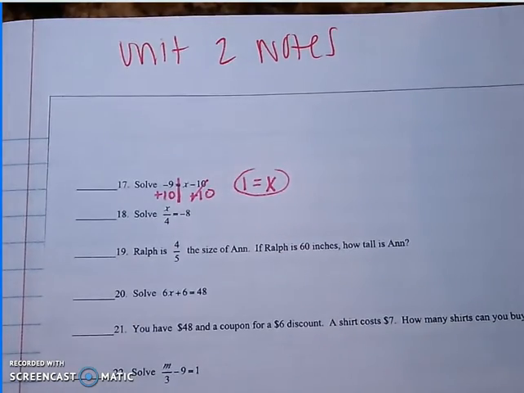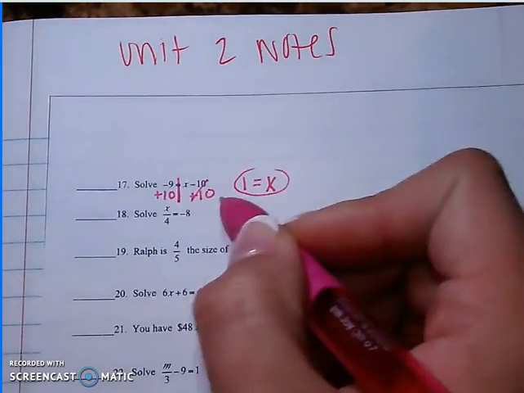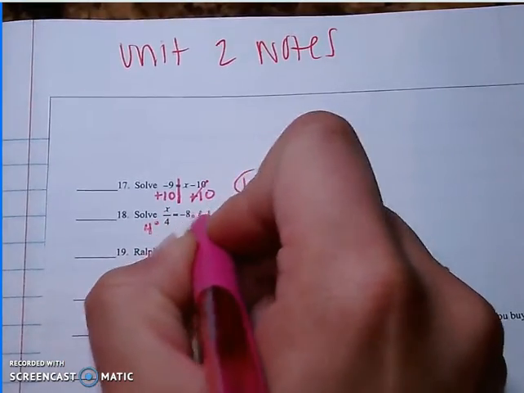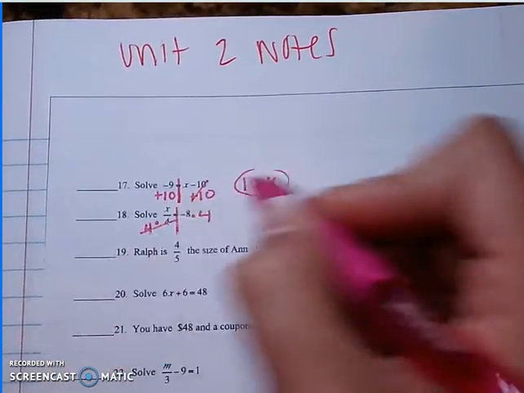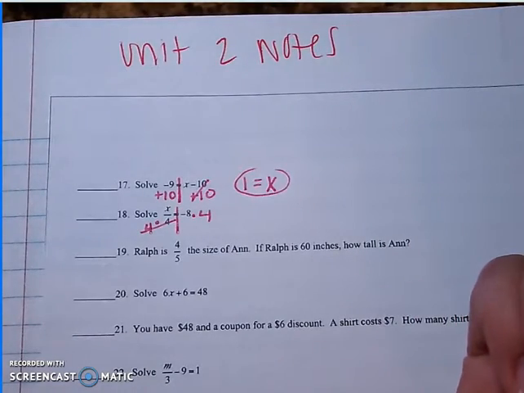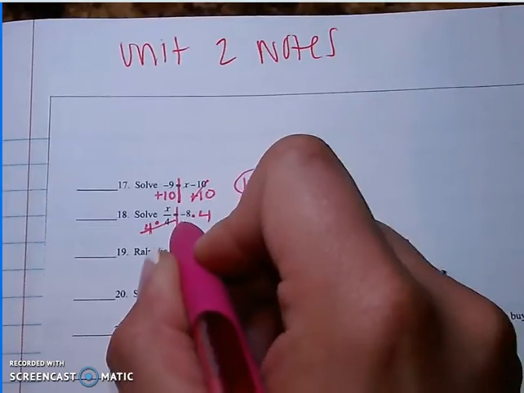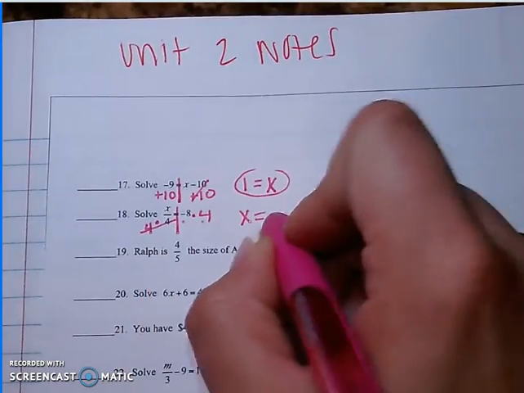In number 18, X is being divided by 4. To get X alone, we're going to multiply by 4. These 4's cancel out. A divided and a multiply get rid of each other, so then X is equal to negative 8 times 4, which is negative 32.